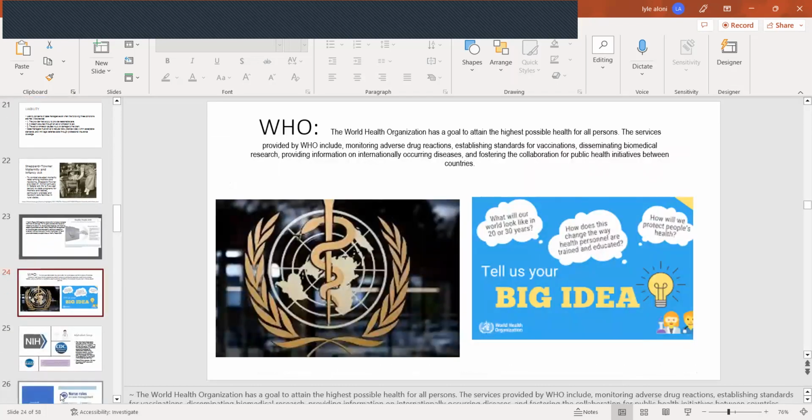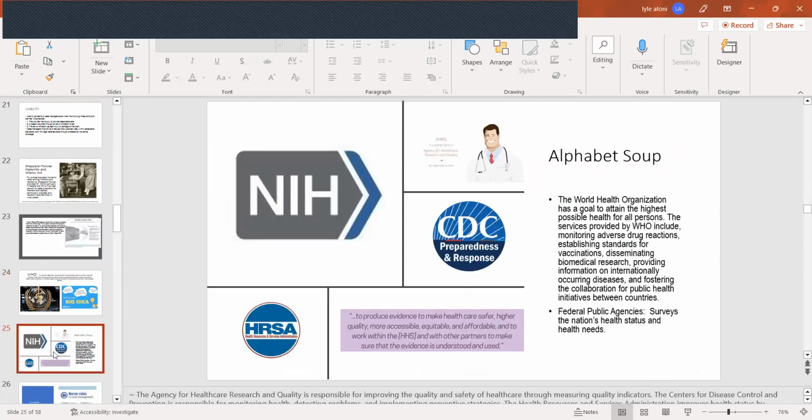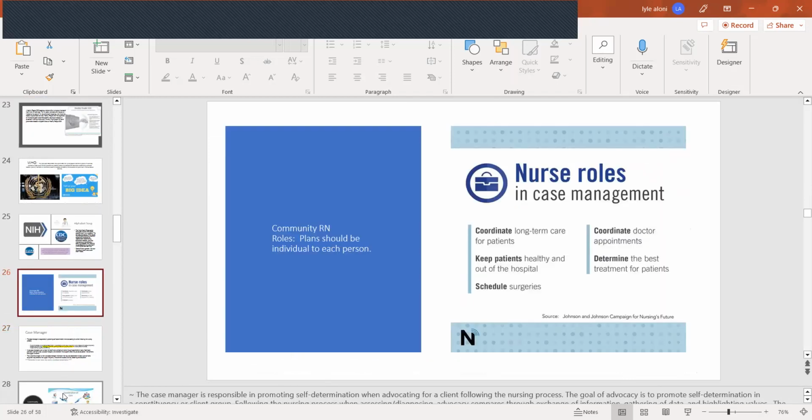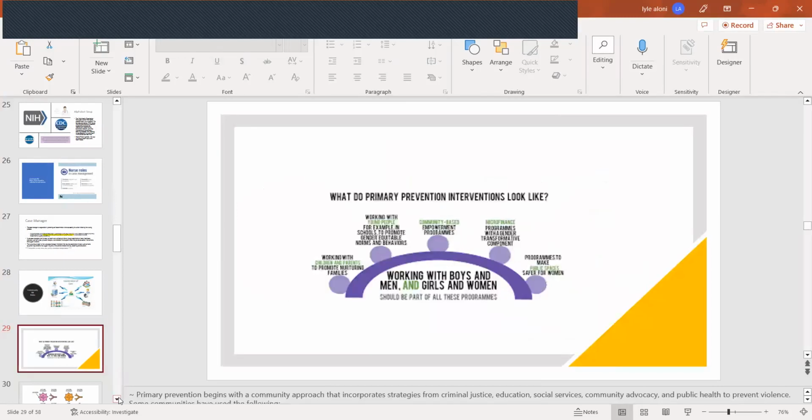World Health Organization, we know it's to help everybody with their possible health outcomes. We have other organizations like our NIH, CDC, federal public agencies. We look at, yeah, we're going to skip case management because we covered that one. Oh, coordination of care. We know that when you're in that coordination of care, that was one of your chapters for this reading this week. You know, there's a bunch of different roles that we take on when we do that as our community role.